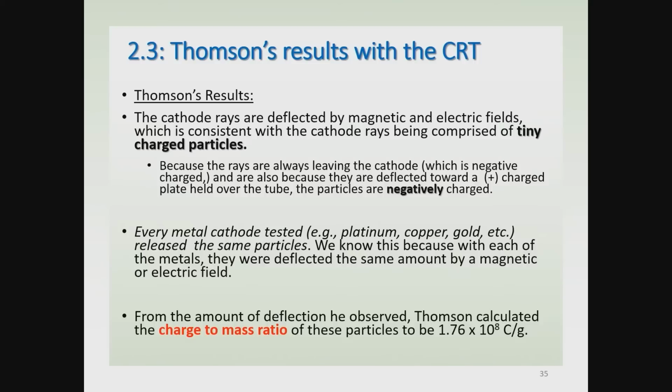And so that was very important. The number he got was 1.76 times 10 to the 8 C per gram, where C is a measure of charge called coulombs. So that was a very important value for further experiments that were done by other people.